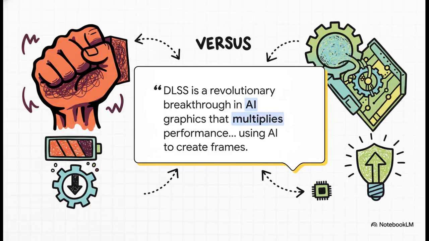And this quote from NVIDIA, it really gets to the heart of it. The whole Ada Lovelace architecture in the 4060 was built from day one to use AI to get more performance. It uses things like DLSS 3 to literally create new frames out of thin air, and that's just something the older 3080 architecture was never built to do.